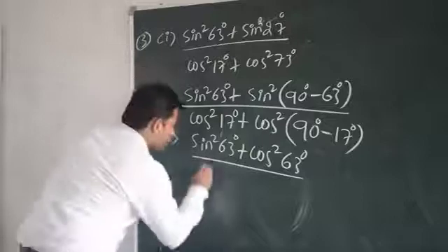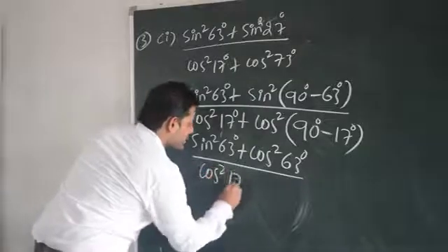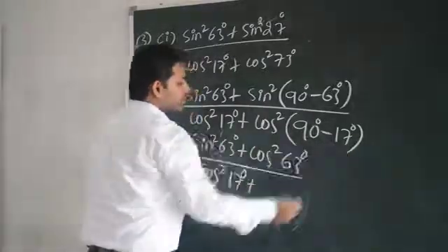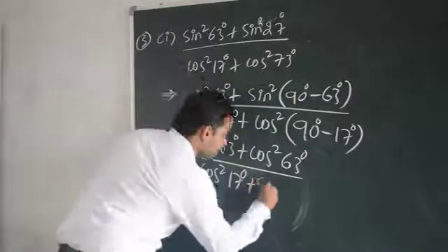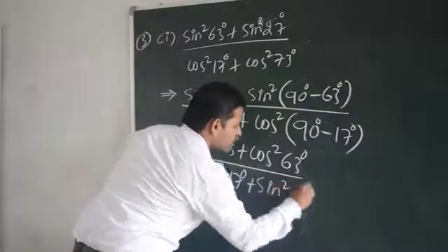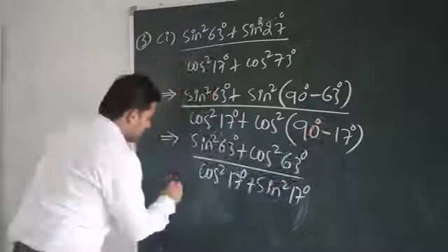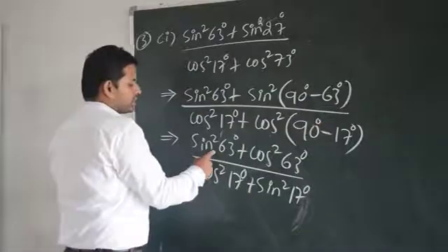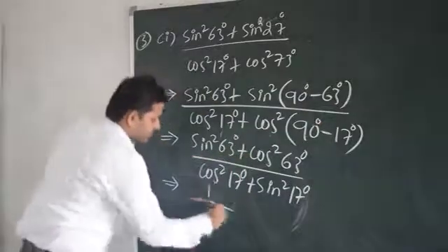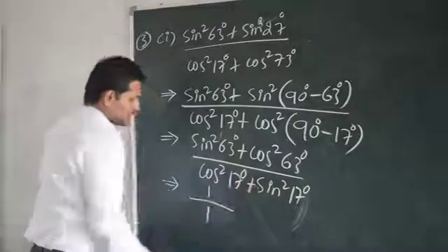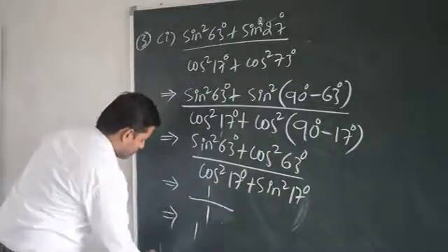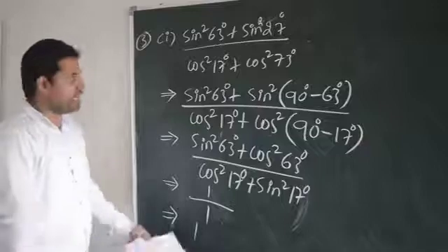Divided by, I can write it as cos square 17 degree plus cos square of 90 minus theta, which is sine square theta, that is sine square 17 degree. Now look at this, sine square theta plus cos square theta becomes 1. Then cos square theta plus sine square theta is also 1. So 1 divided by 1 equal to 1. This is the answer for this question.